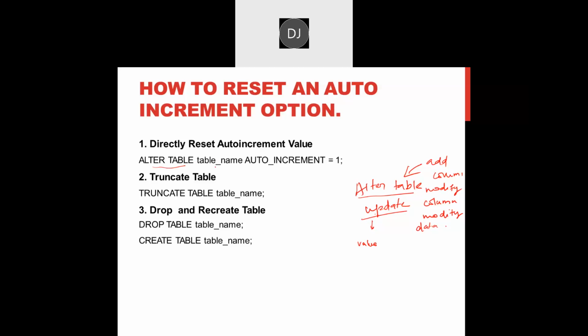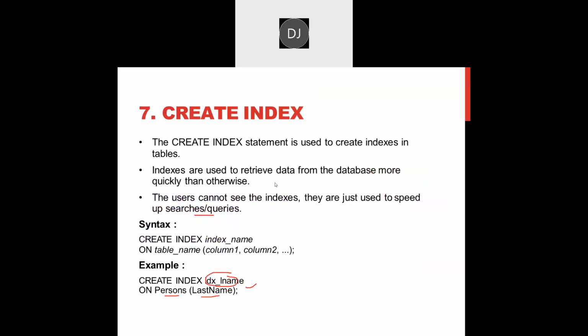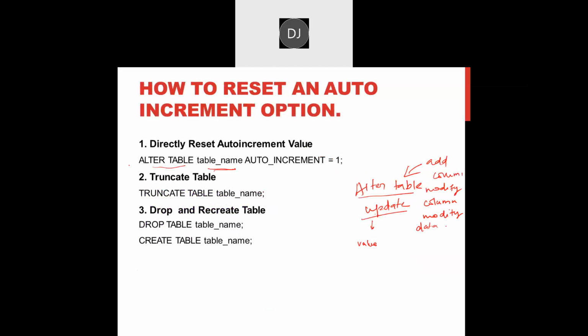Why I'm saying this is, see, the table name we wanted to alter, right? If you wanted to change the structure of the table, this person table has a structure of person ID, last name, first name, age, primary key values and all. If you wanted to change the person ID auto increment, or anything about the table structure, then you can go for the alter command. That's why it is there.